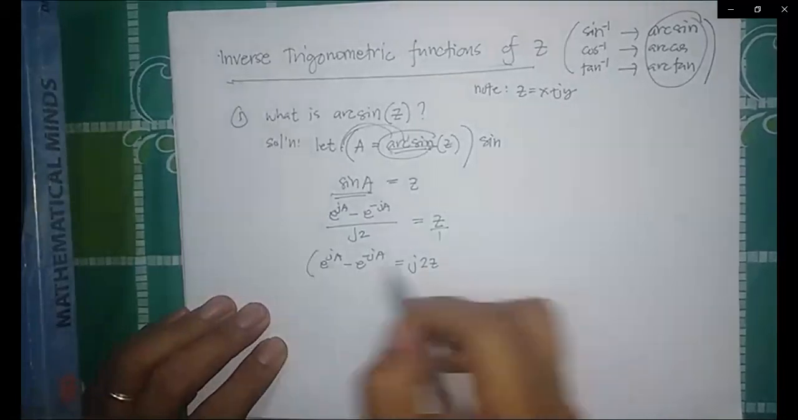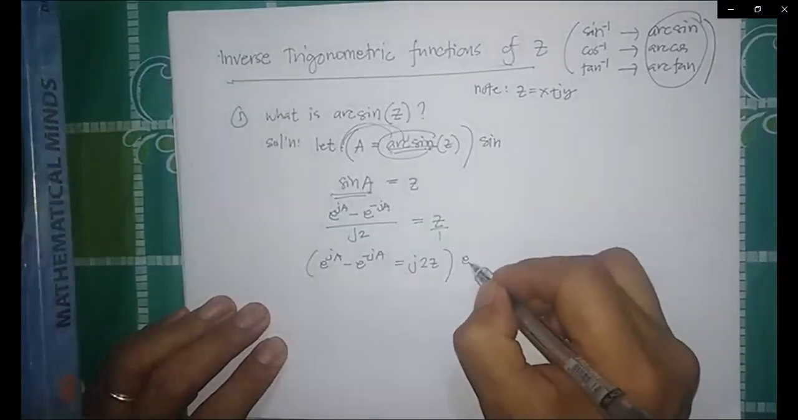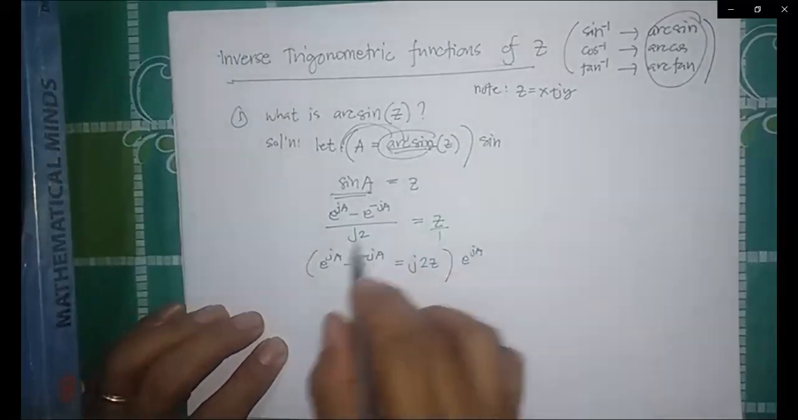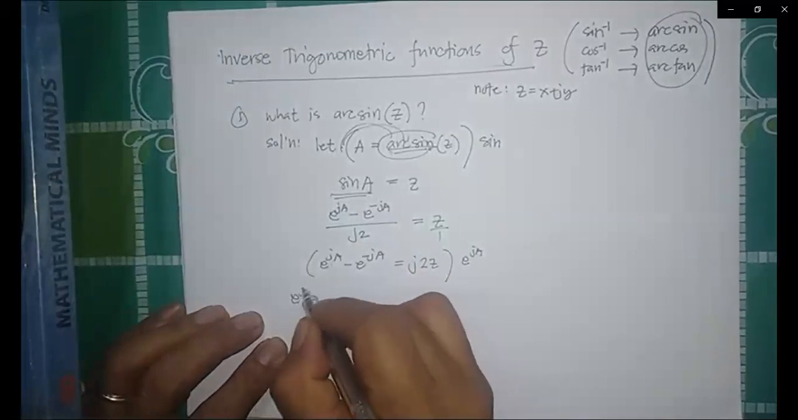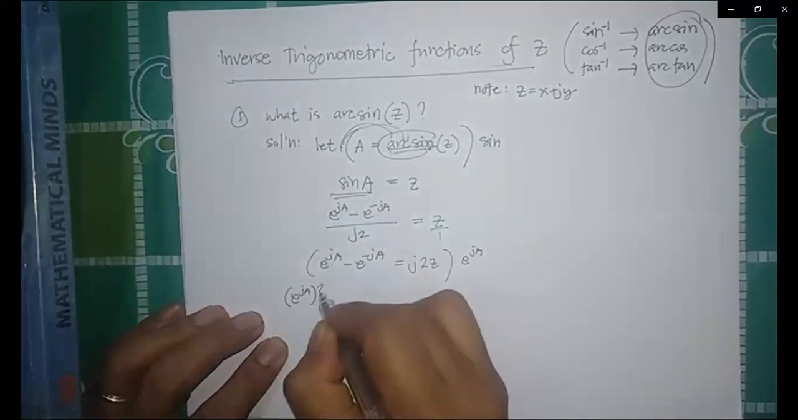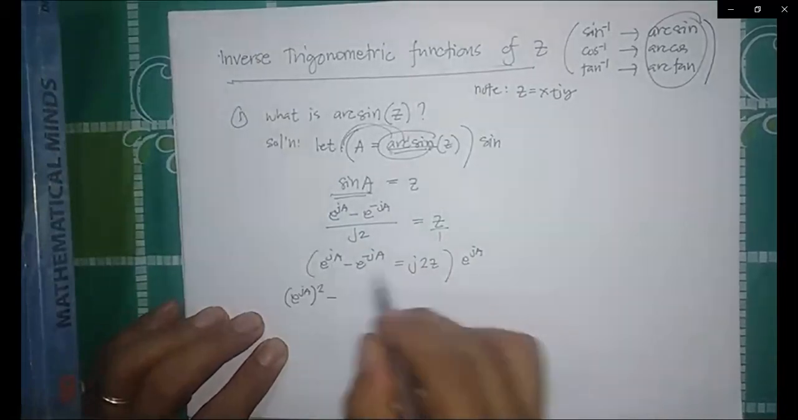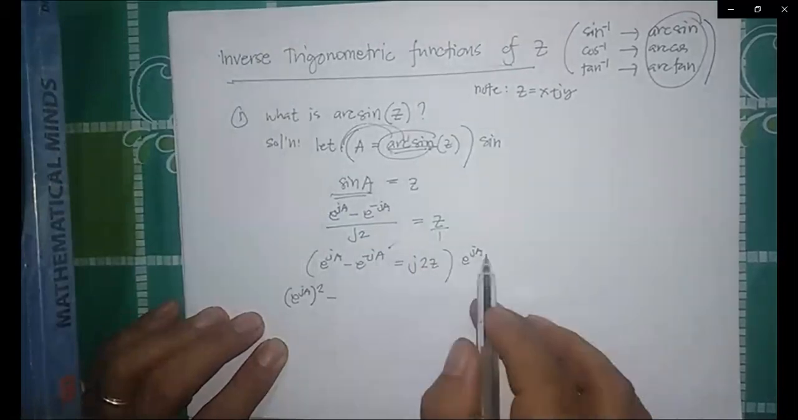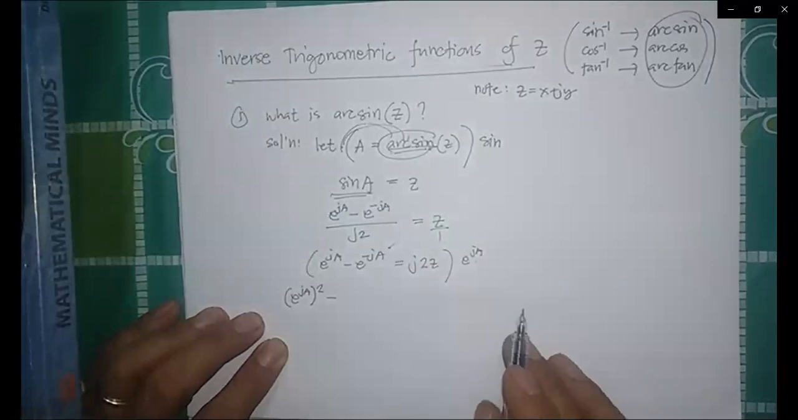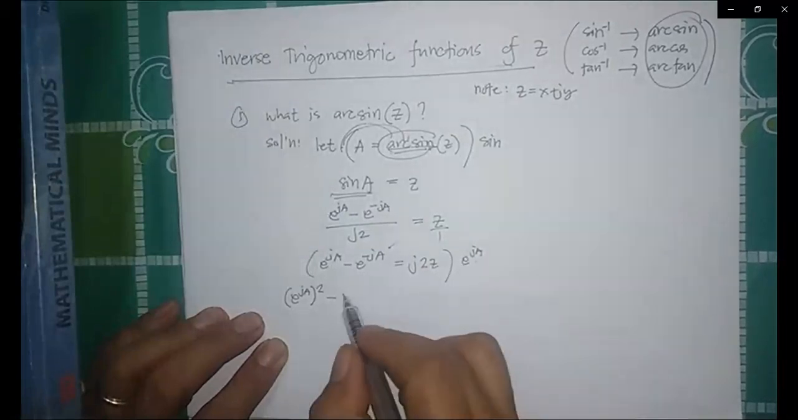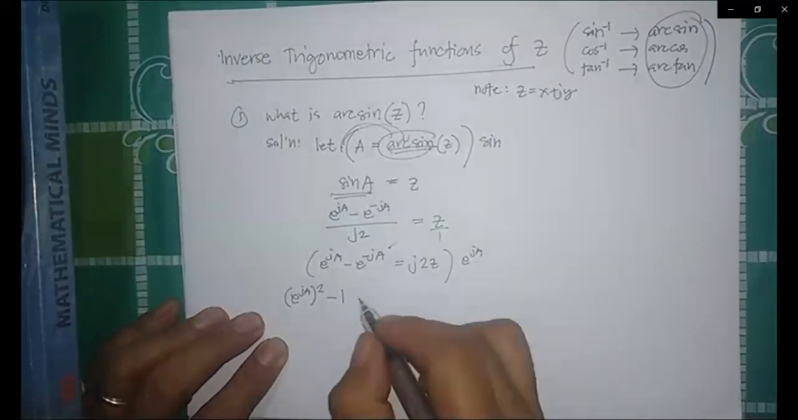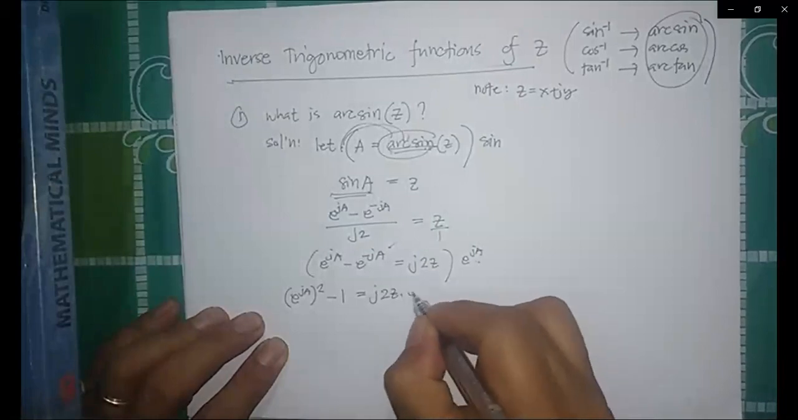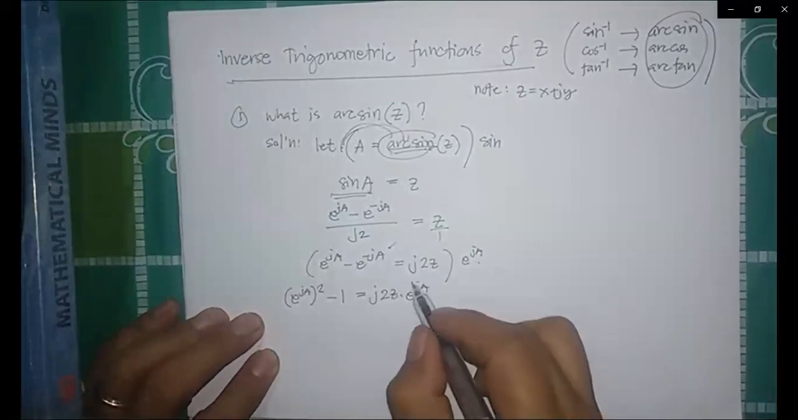Now, if we are going to multiply the whole equation by e raised to ja, we can have a quadratic equation. If we multiply e raised to ja by itself, that will become e raised to ja squared. And if we multiply e raised to minus ja by e raised to ja, that will become e raised to 0. That is under the principles of algebra. So e raised to 0 is equal to 1. Now that is equal to j2z multiplied by e raised to ja.